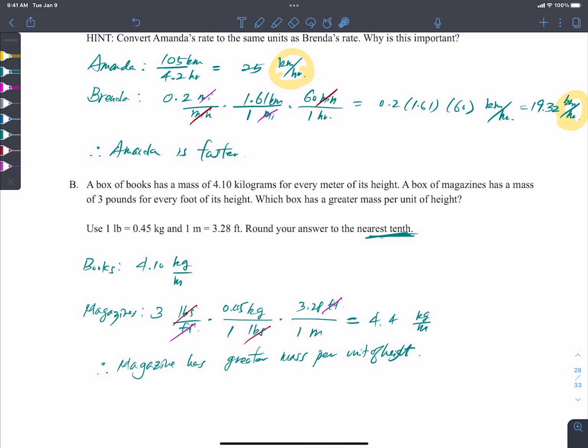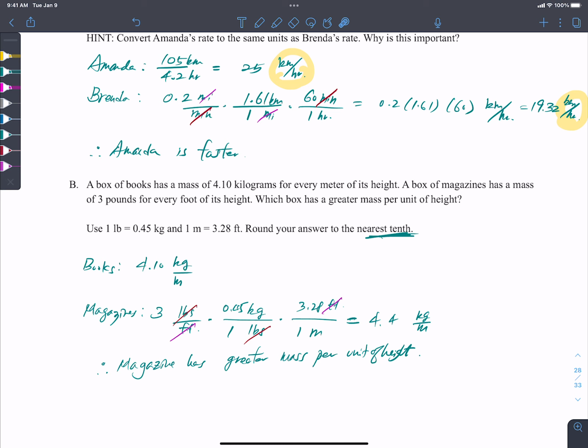Magazine, though, is 3 pounds for every linear foot, right? So we're going to do a conversion. All right, let's start with the pounds here. Because that's in the numerator, we're going to put 1 pound in the denominator. And what is that equal to? According to this information, it's equal to 0.45 kilograms. So we got the kilogram right there.